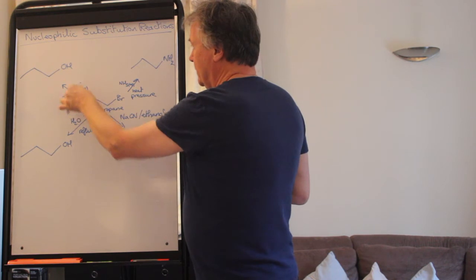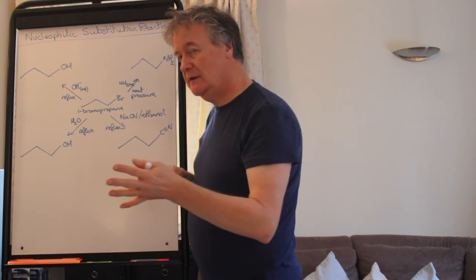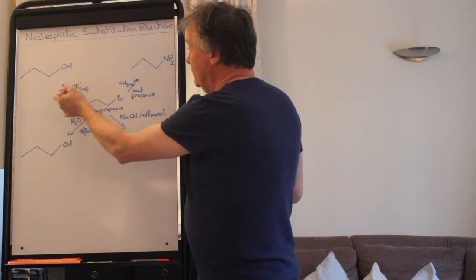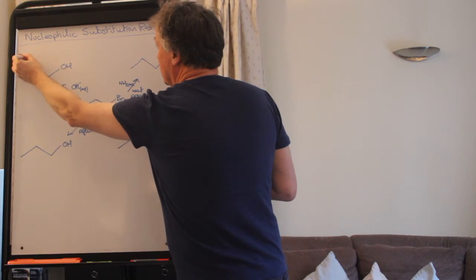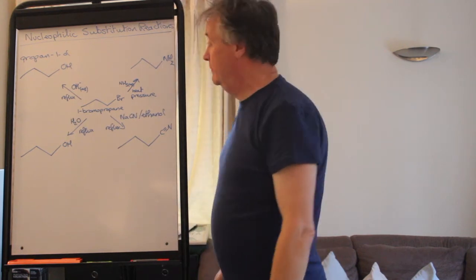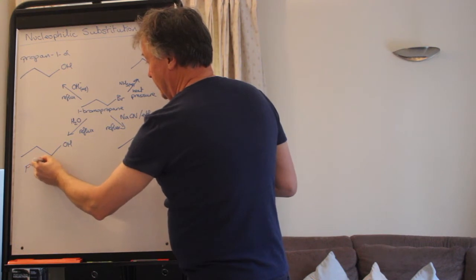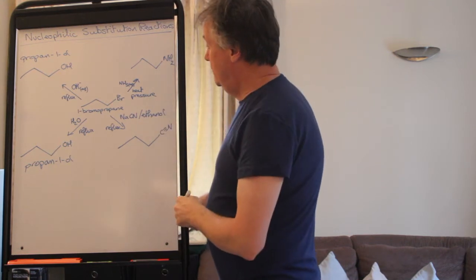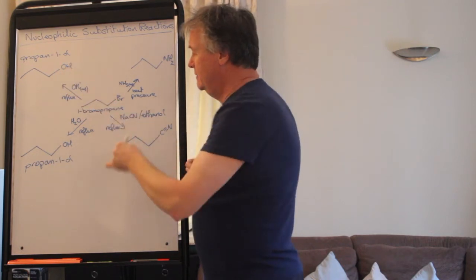So OH minus, it says aq there. I did say to you it's a 50-50 ethanol water mix, but the OH is dissolved in the water really. Reflux it and you get that. And you get propan-1-ol. Water, same chemical. Now, when you look at that, that's obviously replacing the Br.